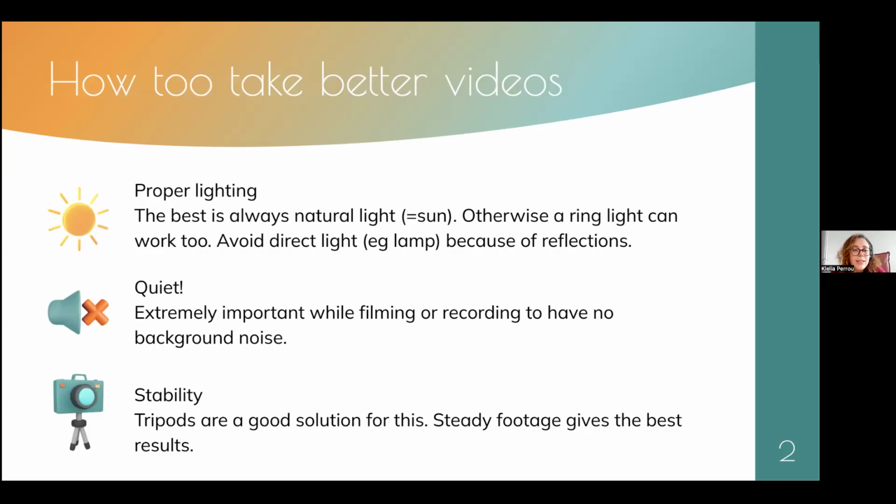So some very basic tips would be to have proper light. That usually means sunlight. Sunlight is the best thing you can have. But if that's not possible, ring lights are amazing. That's what I have right here. And please avoid direct light, like a lamp or something like that, because all the reflections and different shading are very strong when there is direct light.